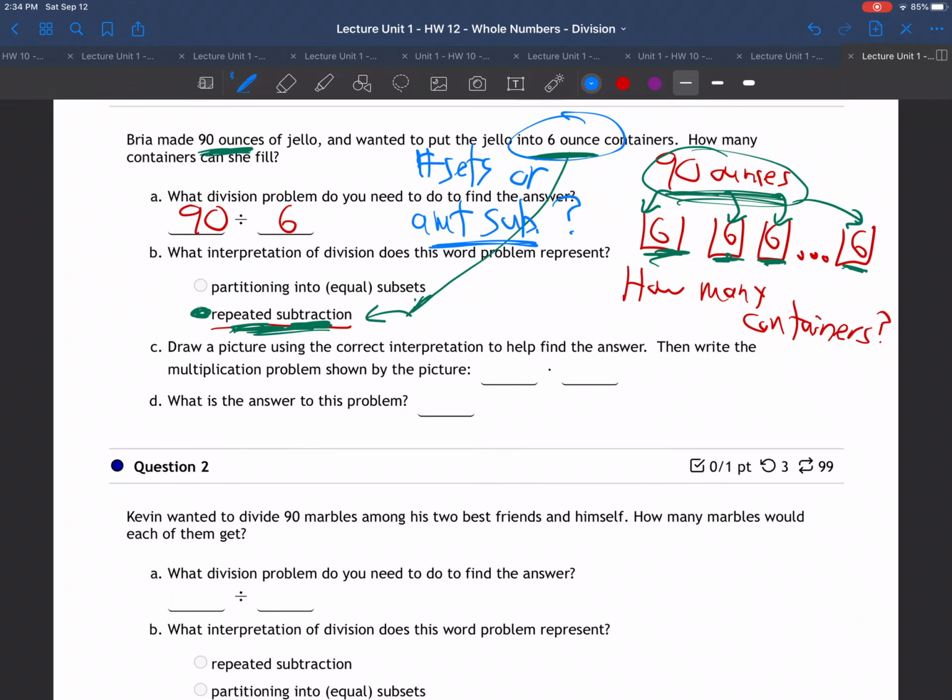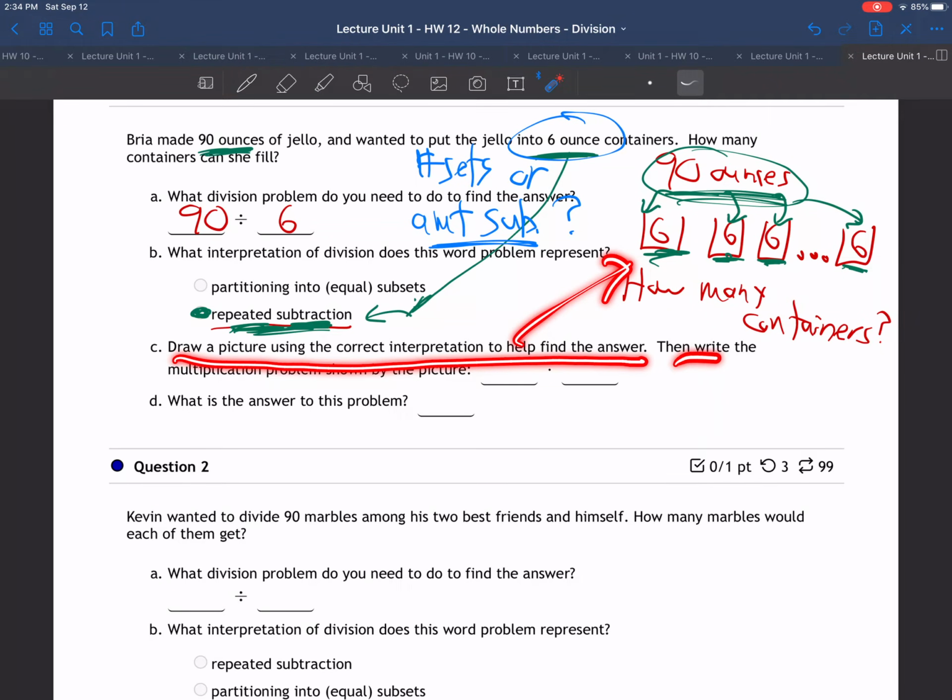There's not 6 sets. There's not 6 cups. That's the amount subtracted from the whole, right? So if they give you the number of sets, then they're mainly doing the set way of thinking about division. If they give you the amount subtracted, then they're mainly thinking about repeated subtraction. Division is both things, but which one are they emphasizing? Okay, let's move on. Draw a picture using the correct diagram.